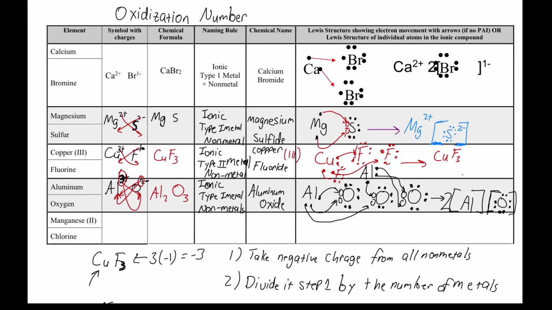So, all right. That's it for this one. I'm going to close it out here, and then we'll come back and talk about one more thing, which we call polyatomic ions and how they affect chemical or ionic bonds.